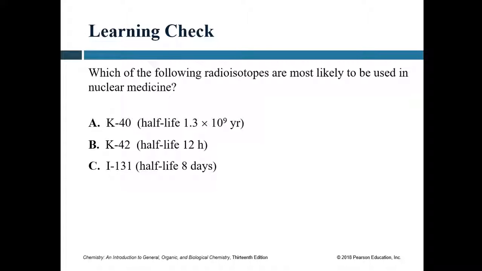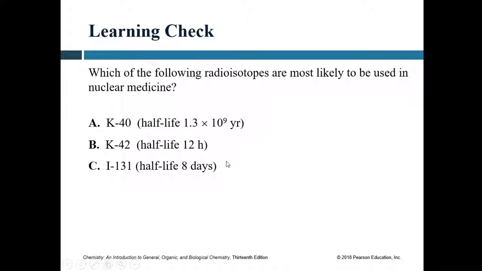So which of the following radioisotopes are most likely to be used in nuclear medicine? Potassium-40, which has a half-life that's really long, or potassium-42, which has a half-life of 12 hours? Well, A, it's not going to be this one that's really long, because we already discussed that in the last section. It's going to be something that has a short half-life. Or iodine-131, half-life of 8 days, that would work too.